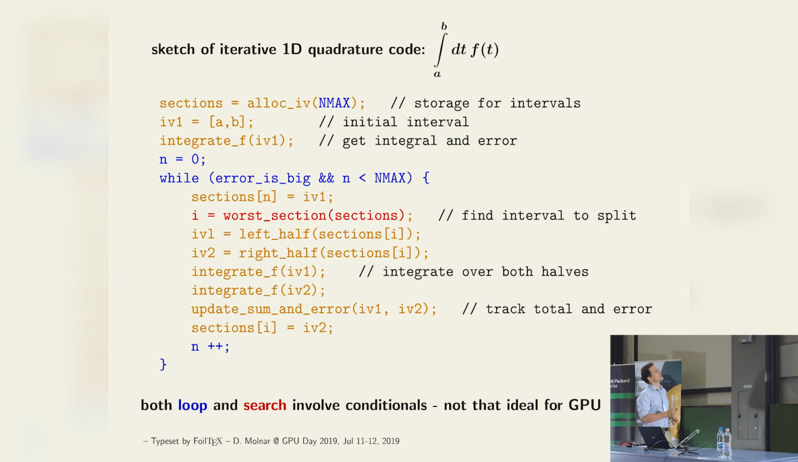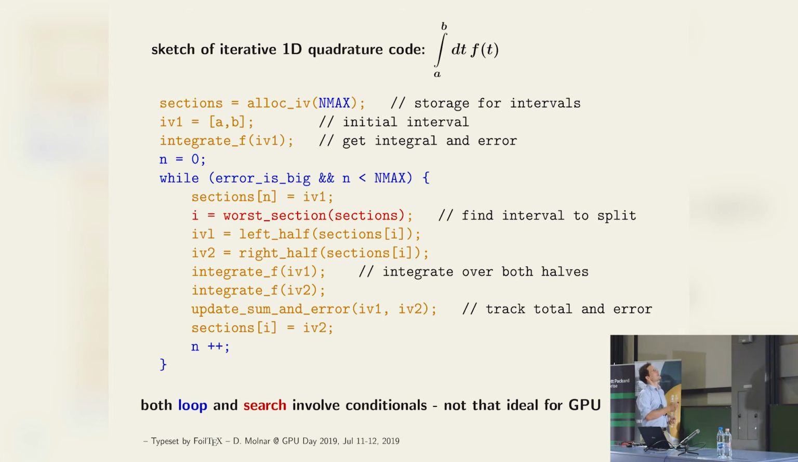So first you allocate some storage for where you will store these results for intervals and where these subintervals are, and you have to say how many you have. Dynamical memory is not something the GPUs are really great for.